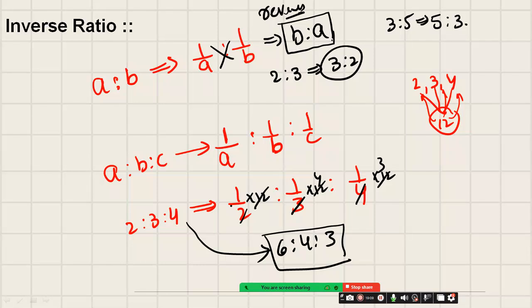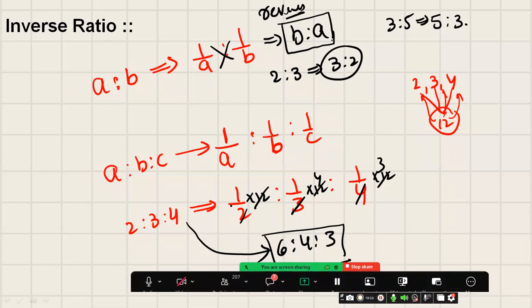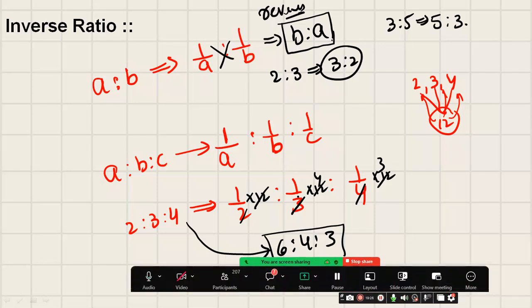Only when 2 quantities are given, just remember reverse. When 3 or more are given, definitely we are going to solve the problem. Clear, all of you, up to now? Up to now, any doubts? Yes, sir. Okay, right, and listen, guys, here.